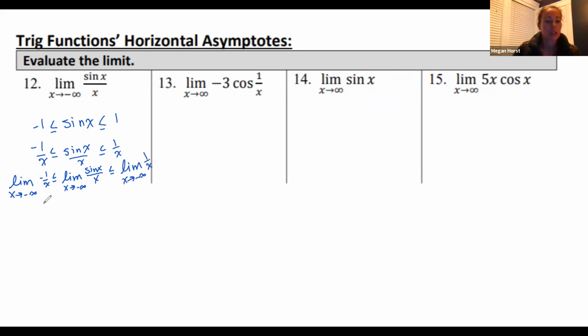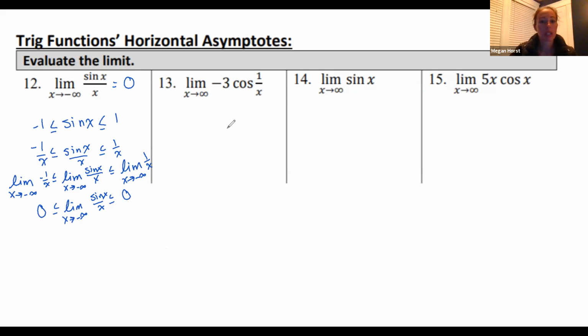All right, so now the limit as x goes to negative infinity of negative 1 over negative x is going to give me 0. The limit as x goes to negative infinity of sine of x over x is what we're trying to figure out. And the limit as x goes to negative infinity of 1 over x is going to also be 0. So we can conclude by the squeeze theorem that that limit is equal to 0.